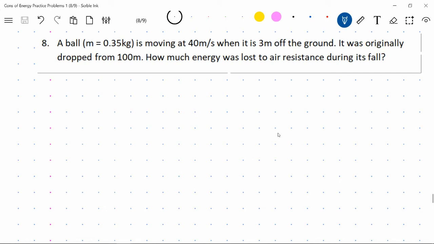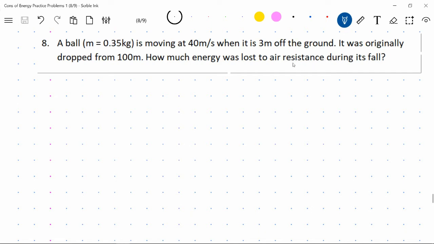All right, last problem from this set, number 8. We have a ball of given mass, and it's moving pretty quickly when it's 3 meters above the ground. Now that's pretty fast, and that's not very high. So kind of reading into this, it was originally dropped from a considerably higher height of 100 meters, and the question is how much energy was lost to air resistance during its fall.